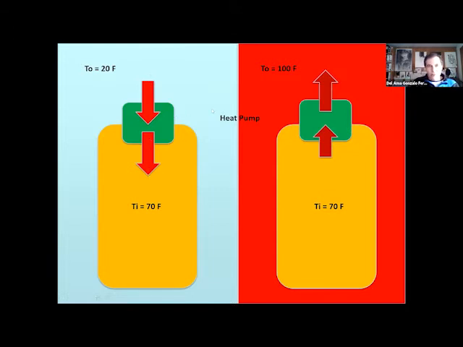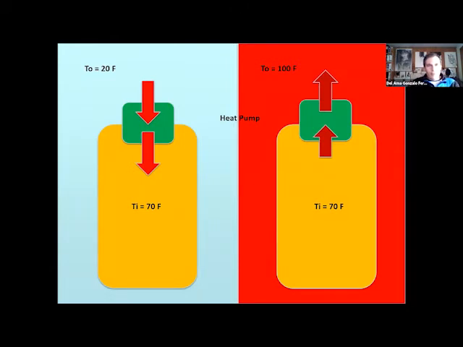We need electricity to do that, so that's the trick here. It doesn't happen naturally, so we need electricity. We need to provide this heat pump with extra energy by means of electricity. This is what a heat pump does.